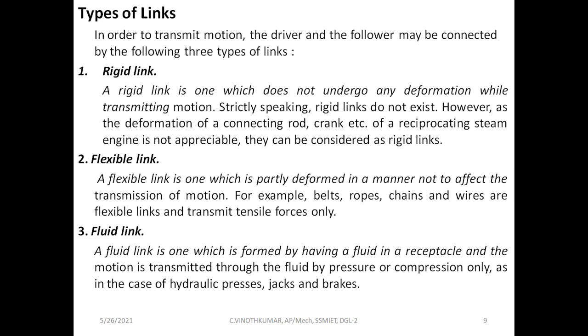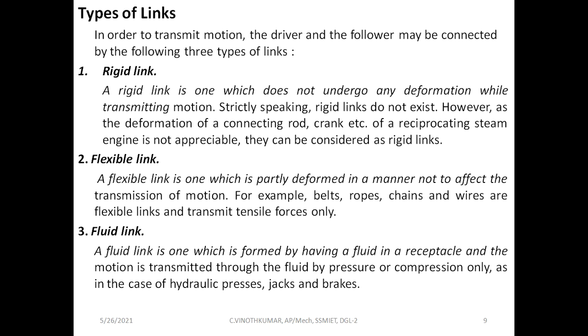Next, types of links. In order to transmit motion, the driver and the follower may be connected by the following 3 types of links. First one, rigid link. A rigid link is one which does not undergo any deformation while transmitting motion. Strictly speaking, rigid links do not exist. However, as the deformation of a connecting rod, crank, etc. of a reciprocating steam engine is not appreciable, they can be considered as rigid links.